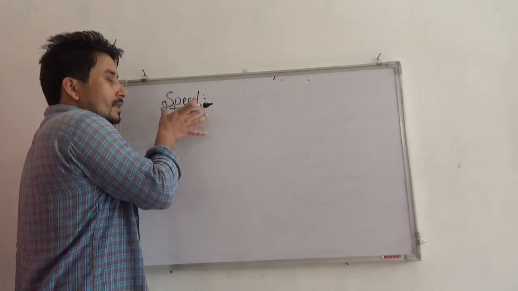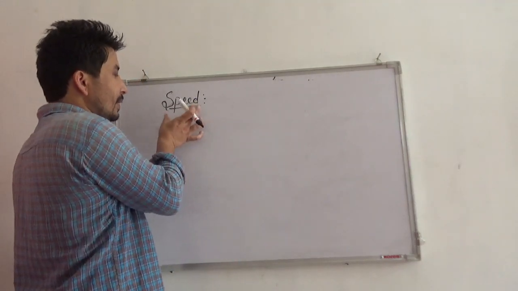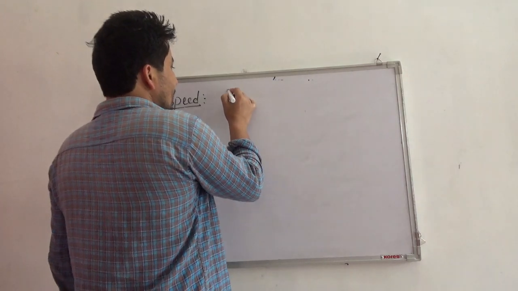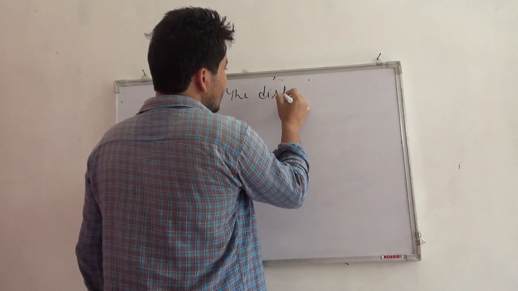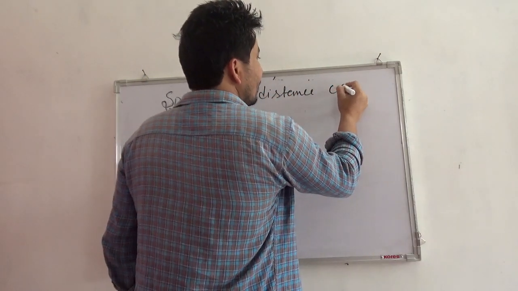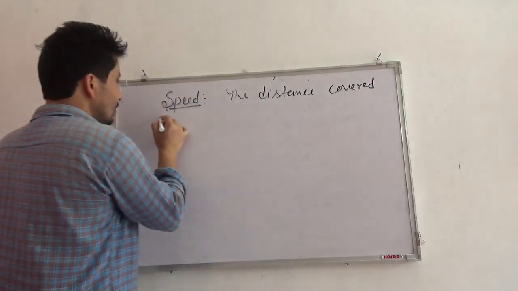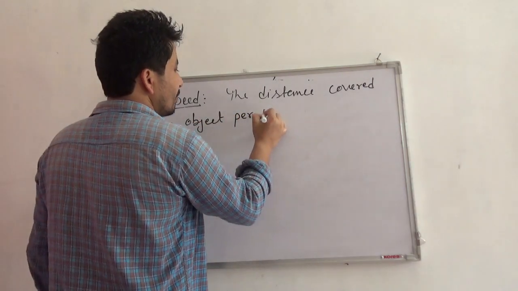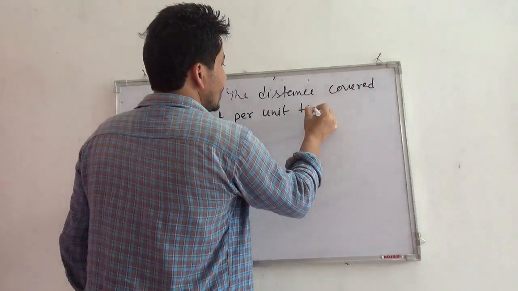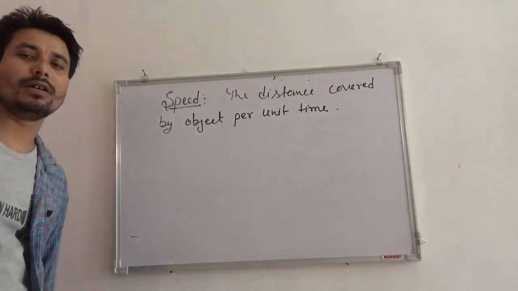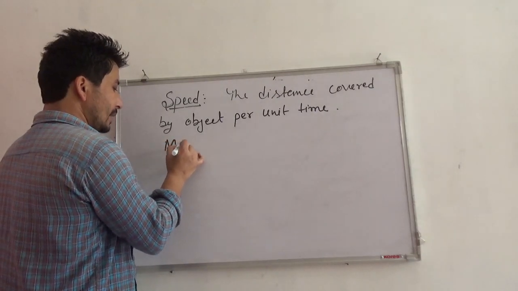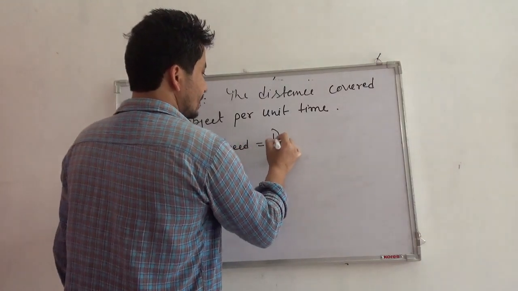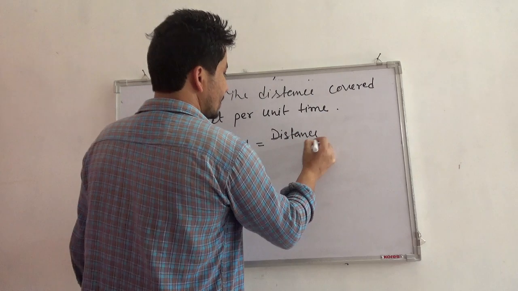And now, what is speed? Speed is the distance covered by an object per unit time. Mathematically, speed is distance upon time.